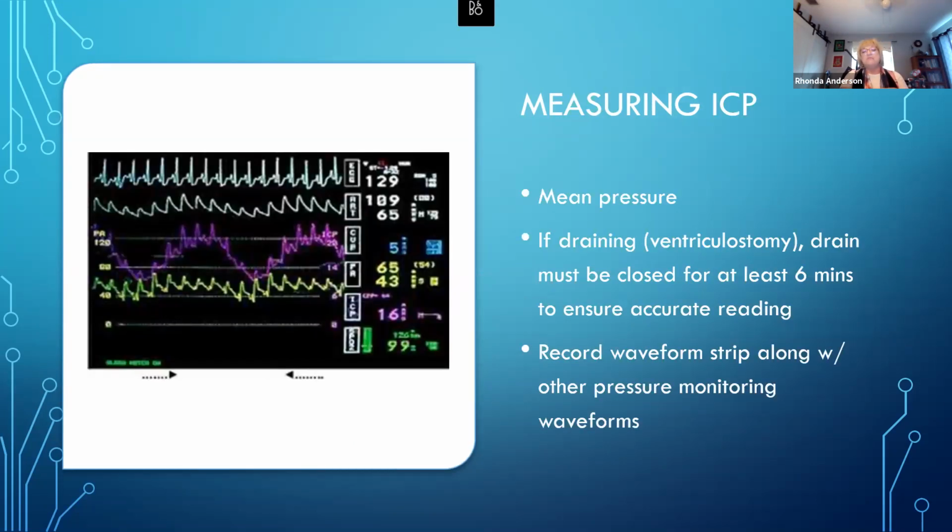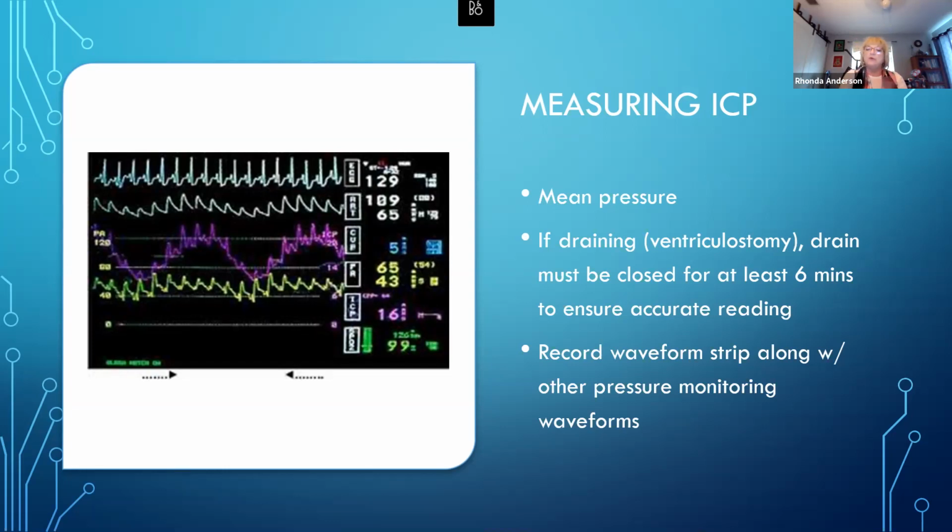Measuring ICP is a mean pressure. We don't read a systolic and a diastolic, we read a mean. So we read it on the lower scale of 0 to 20. If it's a little more elevated, we can read it on a 0 to 40 scale. If we're draining continuously, we have to close the drain and keep it closed for about 6 minutes in order to get an accurate reading.